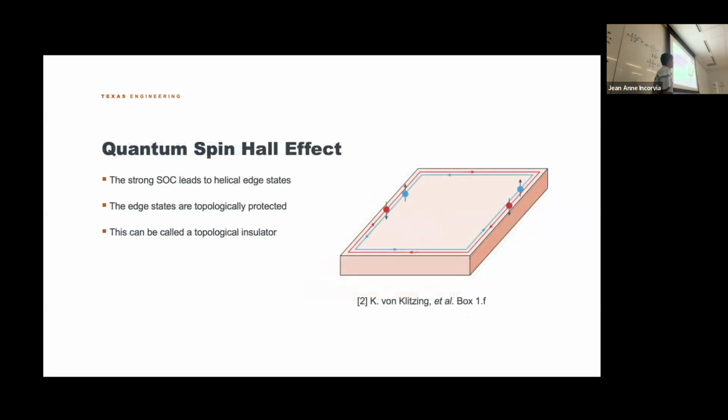So the quantum spin Hall effect is similar to the regular spin Hall effect, but now based on the direction you travel along the edge, you'll get different spin states. And this is also a topological insulator.